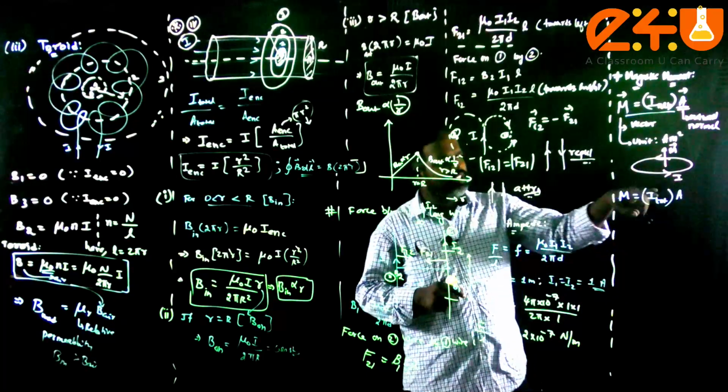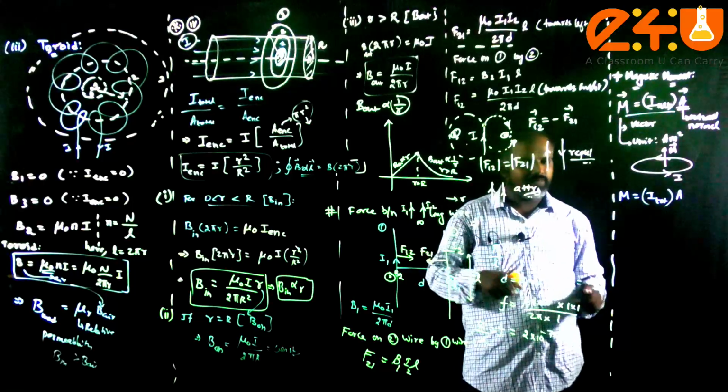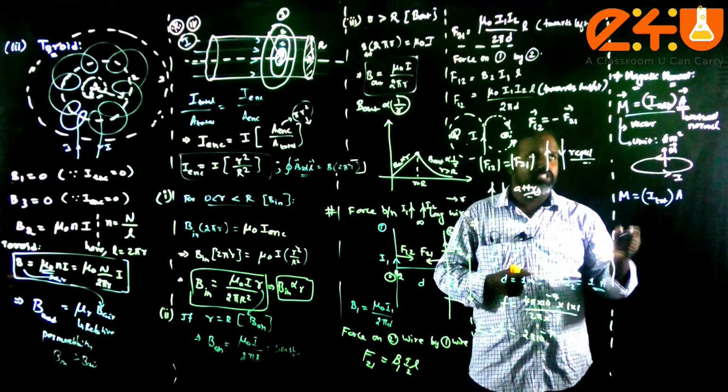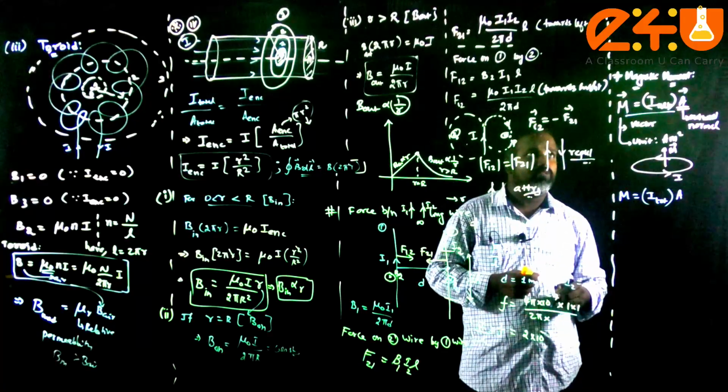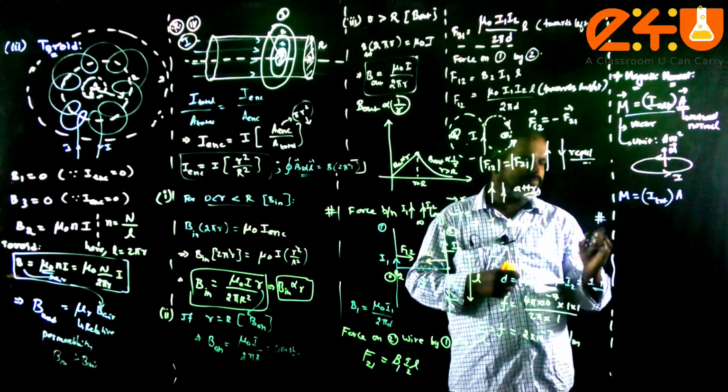So your area may be for a circular coil pi r square, for a rectangular one length into breadth, something like that. Okay. So this is another piece of information related to what, children? Magnetic moment.